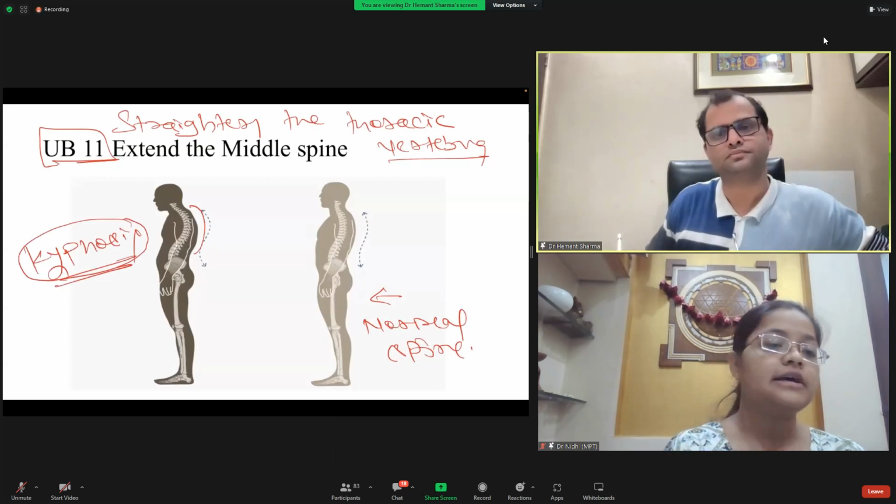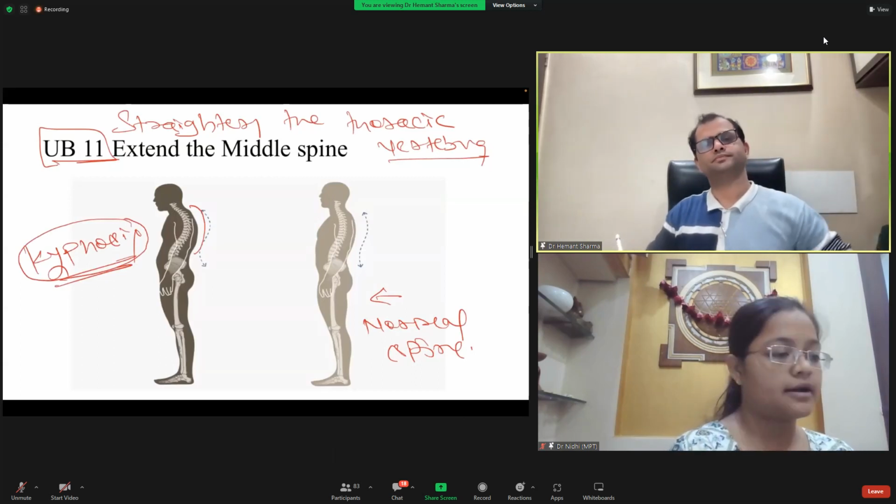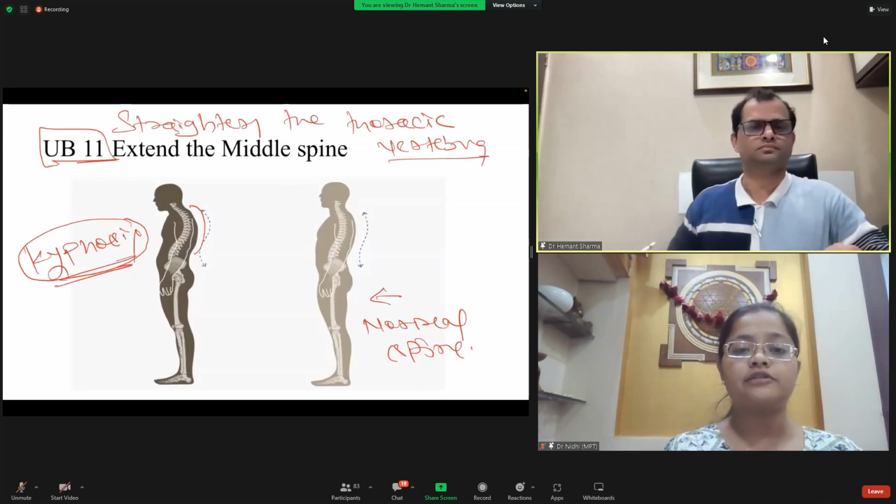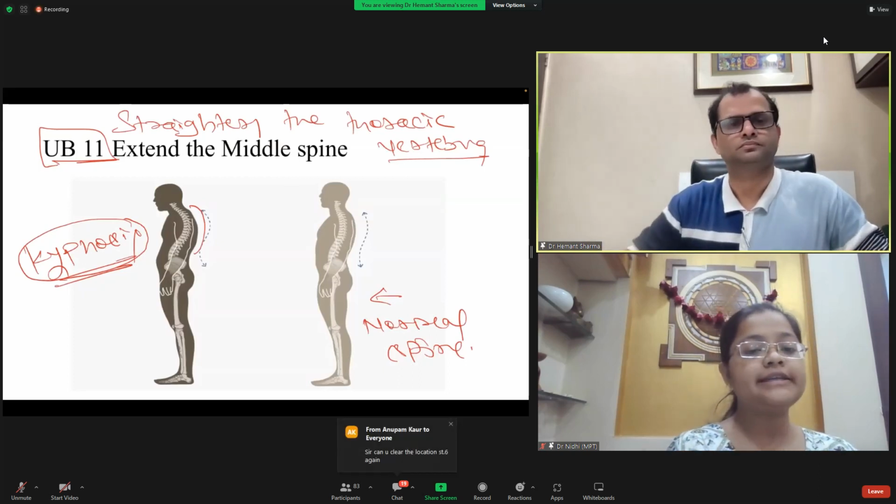Kyphosis and lordosis. These are two conditions which will occur when you have a poor posture. So what do you mean by kyphosis? So kyphosis means it is increase the thoracic spine curvature.